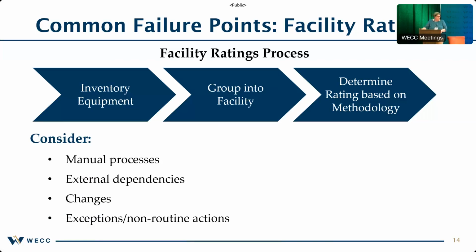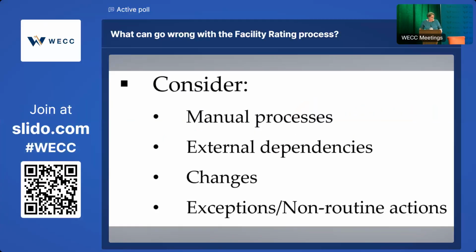So we're going to try this again with facility ratings. I would say this is almost even a higher level facility ratings process. But what needs to be done here? We need to have a good inventory. We need to group things into a facility and determine our ratings based on a methodology. Consider manual processes, external dependencies, changes, exceptions, and non-routine actions.